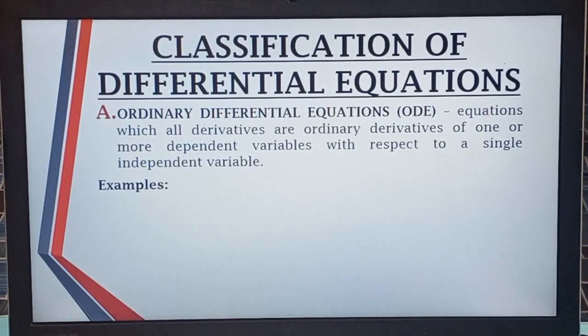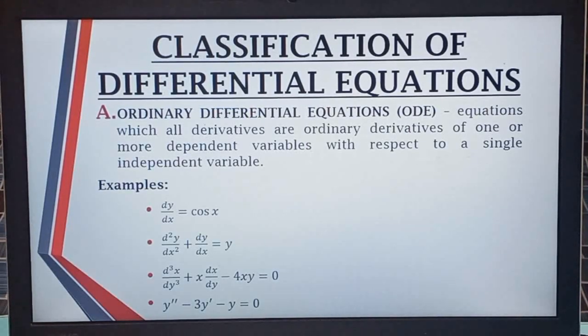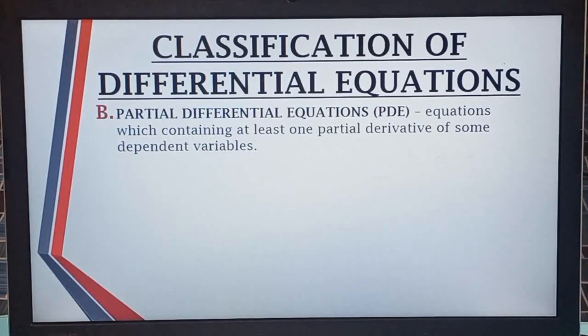Now, for example, you have dy over dx equals cosine x. Then another example is the second derivative of y with respect to x plus the first derivative of y with respect to x equals y. Then another example is the third derivative of x with respect to y plus x multiplied by the first derivative of x with respect to y minus 4xy equals 0. And the last example is the second derivative of y minus 3 multiplied by the first derivative of y minus y equals 0.